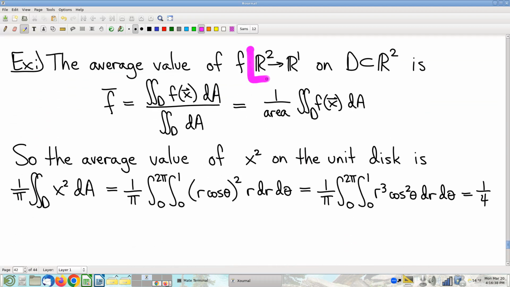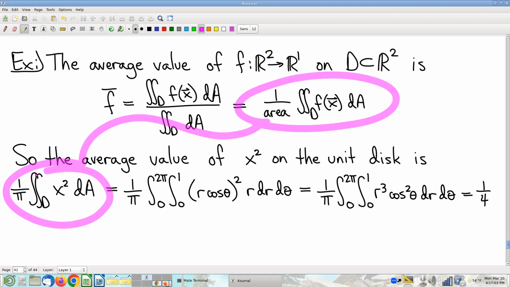If we're in 2 dimensions, though, function of 2 variables, size is no longer length. Size, aka our weights, are now areas. So this is totally analogous to what we did in the single variable case. It's just that now we have double integrals to deal with. The denominator is now the total area. And this formula right here, I can do in an example.